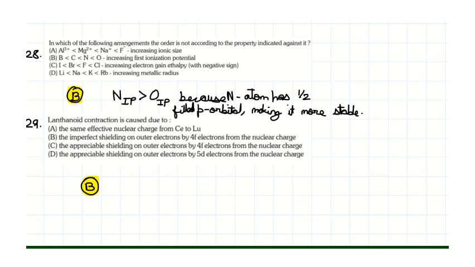The 29th question is a theory-based question, which is somewhat easy. We need to find the reason for lanthanide contraction. We know that lanthanides have electrons filling into the 4f orbital, and thus the lanthanide contraction would be caused due to imperfect shielding on outer electrons by 4f electrons.